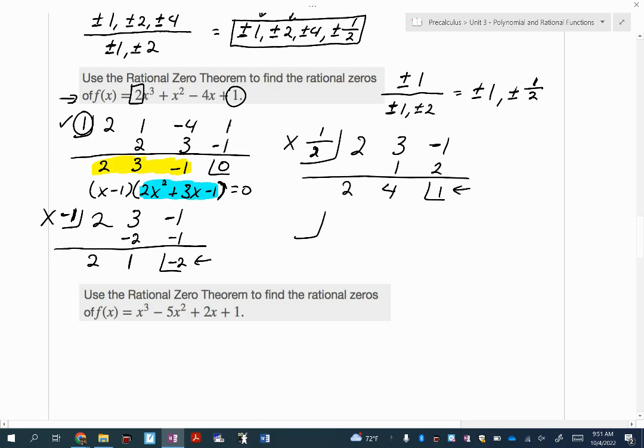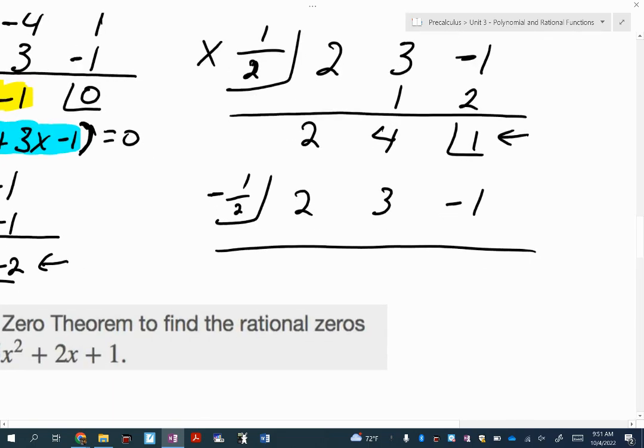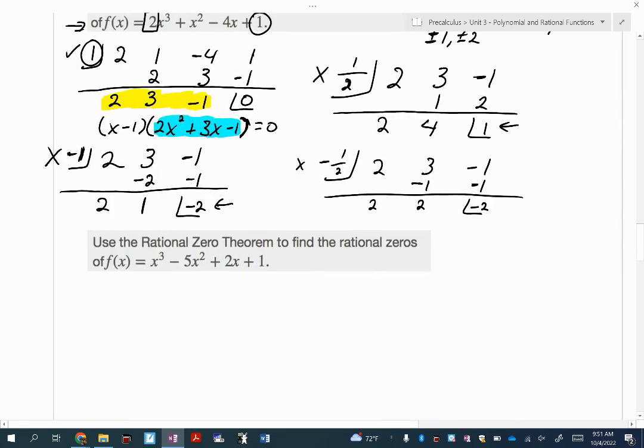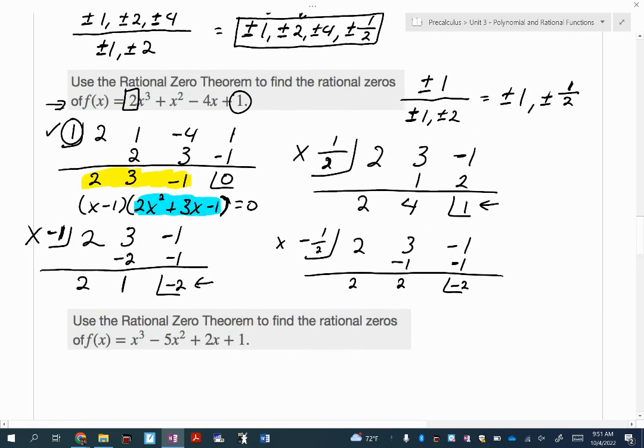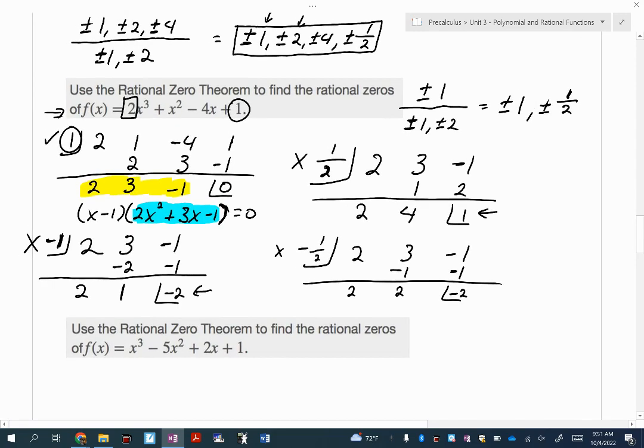And let's try negative 1/2 to finish. So negative half of 2. Let me zoom in a little bit. It's going to be negative 1. Then this is going to be positive 2. That's going to be negative 1, so I don't get 0. So I only have one rational 0 or root, and it was my very first one, that positive 1. Oops, sorry. Just that positive 1. So this was my only rational root.